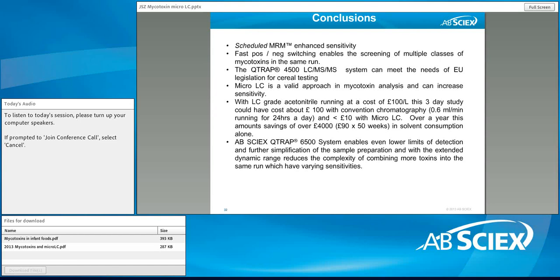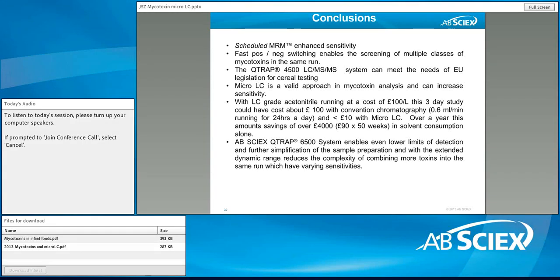Okay, so with this, I want to go to the conclusion. The first thing we really see here is that scheduled MRM can enhance sensitivity, and fast positive negative switching enables screening of multiple classes of mycotoxins in one single run. And the QTRAP 4500 LC-MS system can already be used to meet the needs of European regulation.